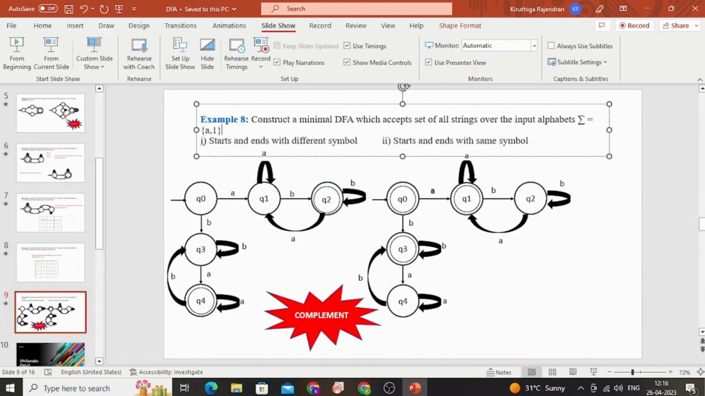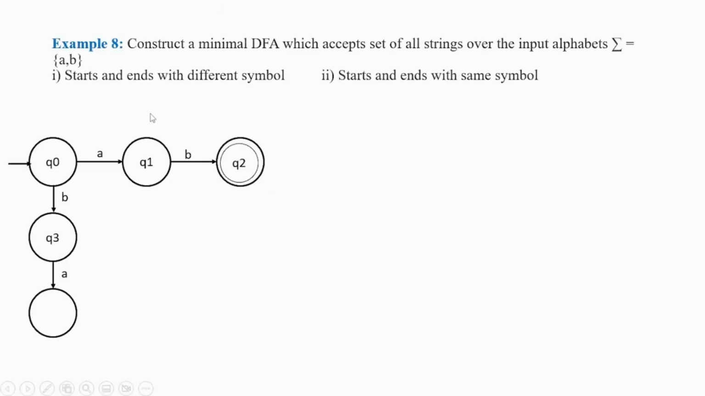So in that case, what will be the starting symbol? If it starts with A, for example, then the ending symbol should be B. If the starting symbol is B, the ending symbol should be A, right? It should start and end with different symbols. So A, B or B, A. So this is the base thing.